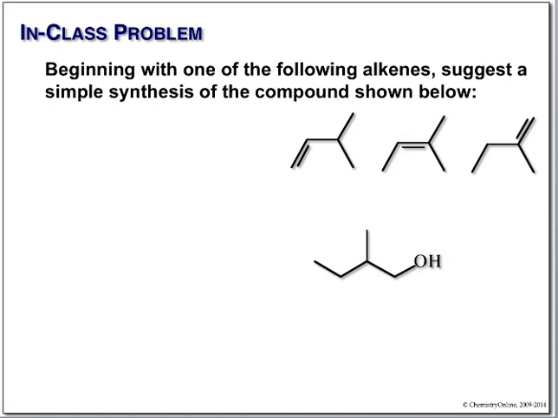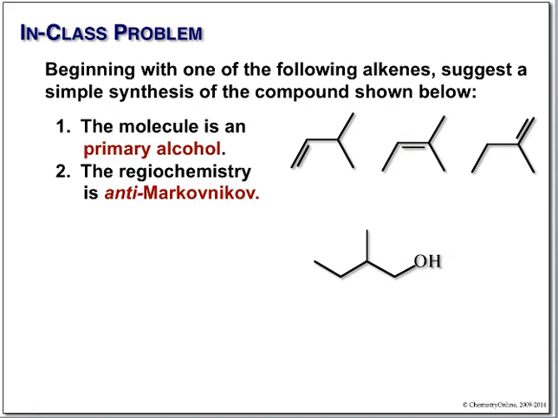What type of compound is it? It's an alcohol. What's my regiochemistry? Markovnikov or not? Markovnikov carbon would be the tertiary. This is a not. Primary alcohol, anti-Markovnikov. How many ways do I know to make anti-Markovnikov alcohols? One. Hydroboration, oxidation.